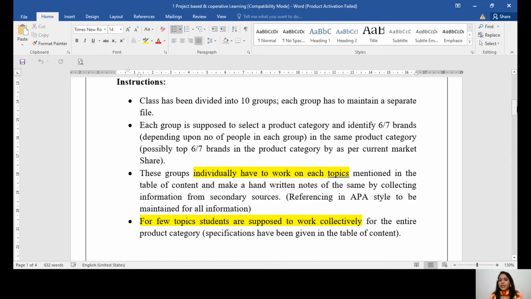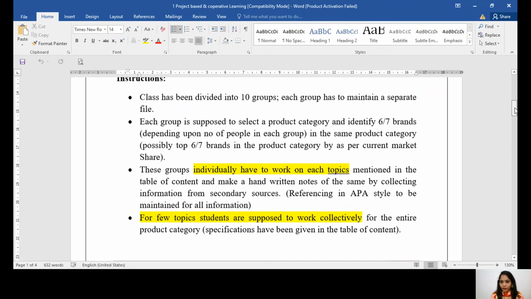This is an example of cooperative learning because if this group had seven people, I assume, every person in the group had to work on something individually, and then all of them had to come together in order to do some work. So though it's a project based learning, I have incorporated an element of cooperative learning into it. I'll just share how I have done this.